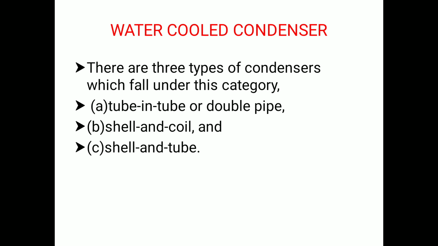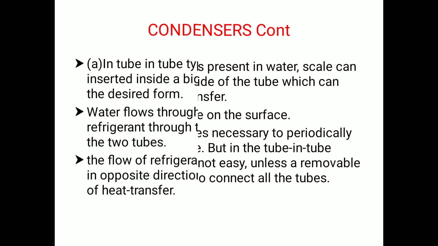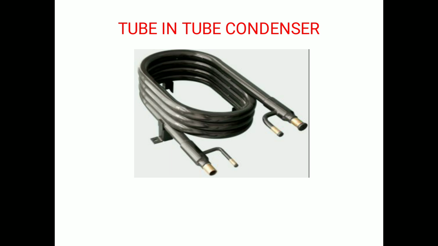So the next type is a water cooled condenser. In water cooled condensers also there are some types. First one is a tube in tube, or double tube you can say, and next is a shell and coil, and another is a shell and tube. Let's see them one by one. So this is the tube in tube condenser.